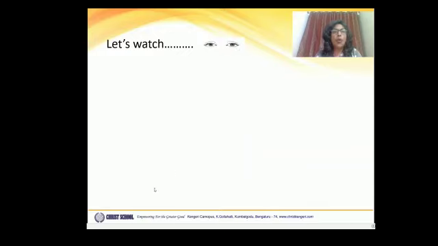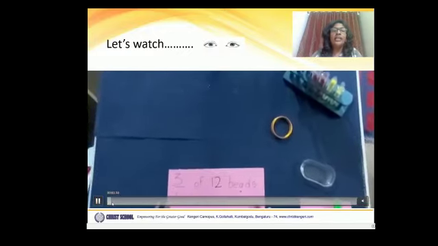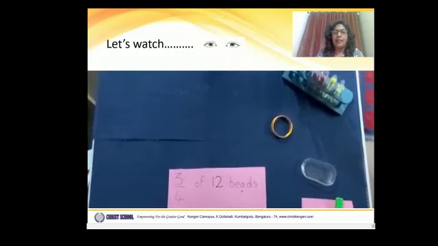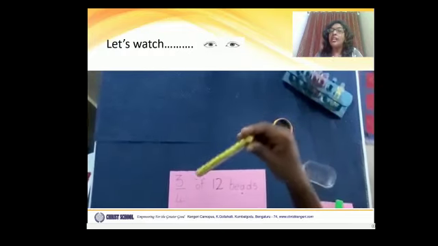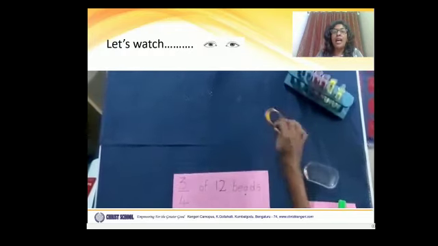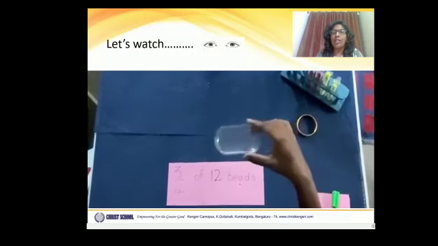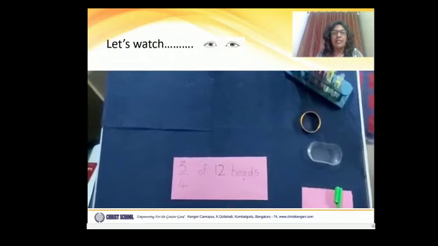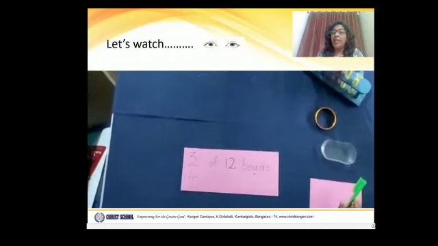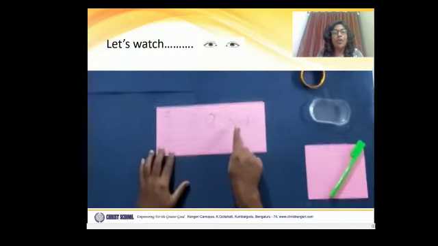Now let's watch the video. Here you can see the fraction 3 by 4 of 12 beads. For this I have taken a collection of beads, and to make groups I have taken bangles and a small tray to count the beads and keep it. A paper and a pen to note down the answer. 3 by 4 of 12 beads.